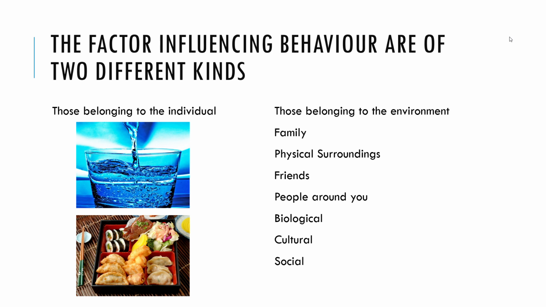Now let's get to the factors. This is important. The factors influencing behavior are of two different kinds: those belonging to the individual and those belonging to the environment. Let's talk about those belonging to the environment first, such as family, physical surrounding, friends, people around you, biological, cultural, social, all those things which don't belong to you. So just that example which I just gave you, his behavior changed. He became a bad person because of bad friends. It was because of the people around him. This example comes under those belonging to the environment.